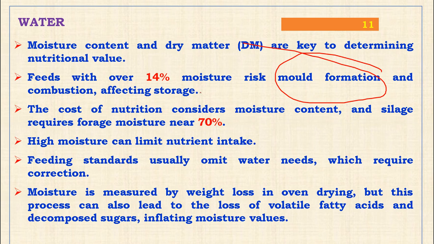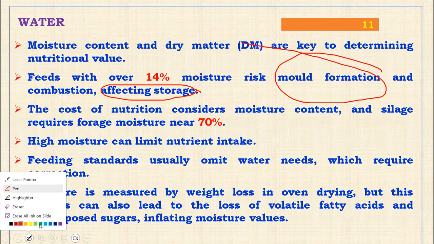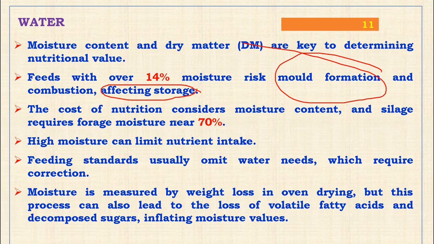This affects the storage value of a feed. Hence we need to check the water percent, so it should be below 14%. Then the cost of the nutrition considers moisture content, and silage requires forage moisture, where near about 70% moisture will be present. If the moisture content is more, then we need to pay for the water in the rate of the feed. Hence high moisture should always limit the nutrient intake of the animal.